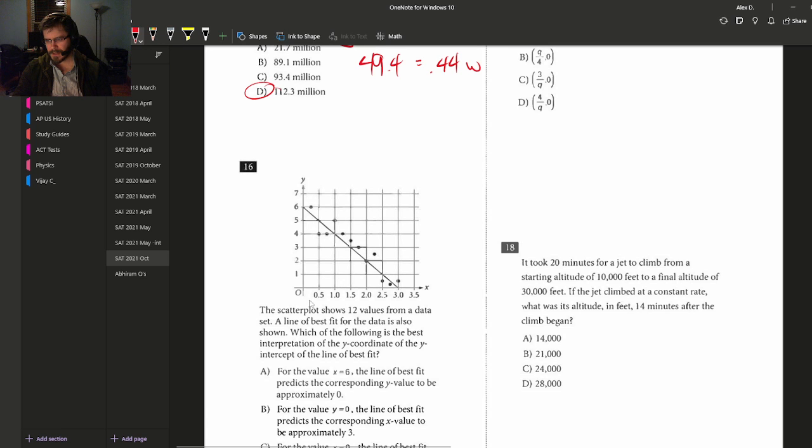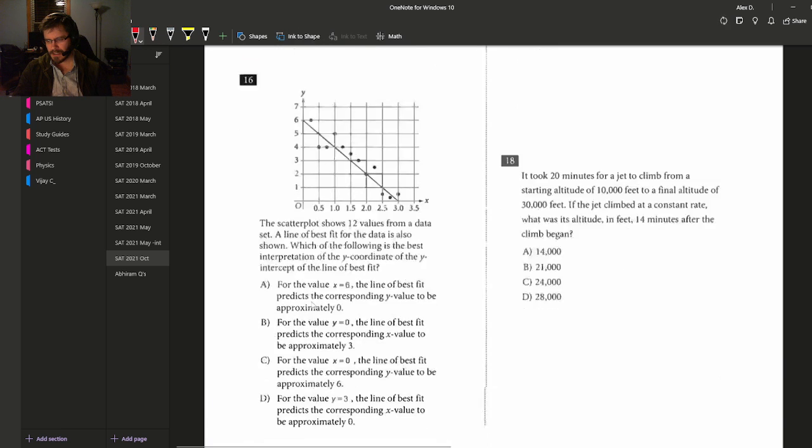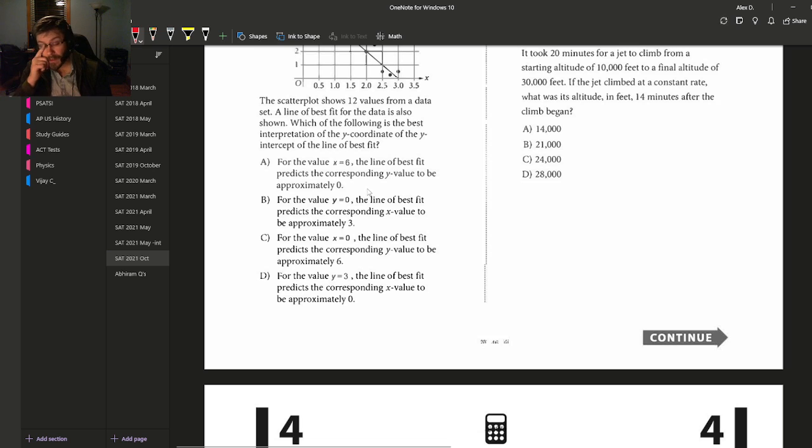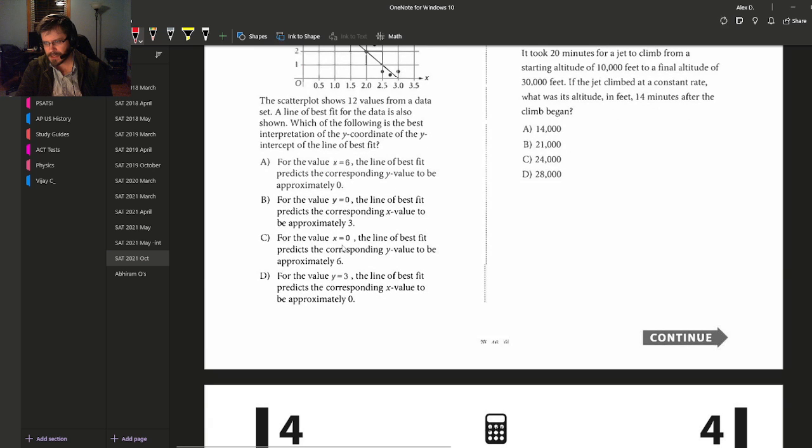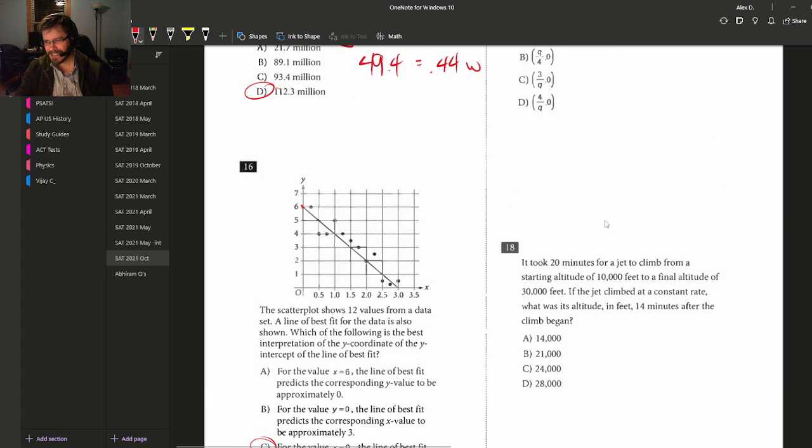Scatterplot shows 12 values of the data set. Line of best fit, whatever. Which of the following is the best interpretation of the y-coordinate of the y-intercept? So the y-coordinate of the y-intercept is there. That is the number of things when there's 0 of those things. For the value of x equals 6, no. For the value of x equals 0. What? That is just literally the definition of a y-intercept. What is this test? Alright.